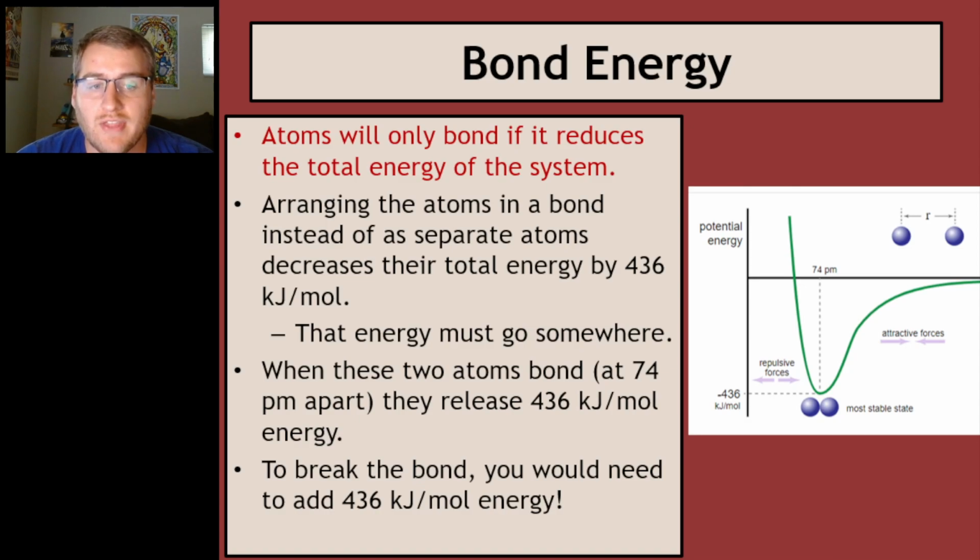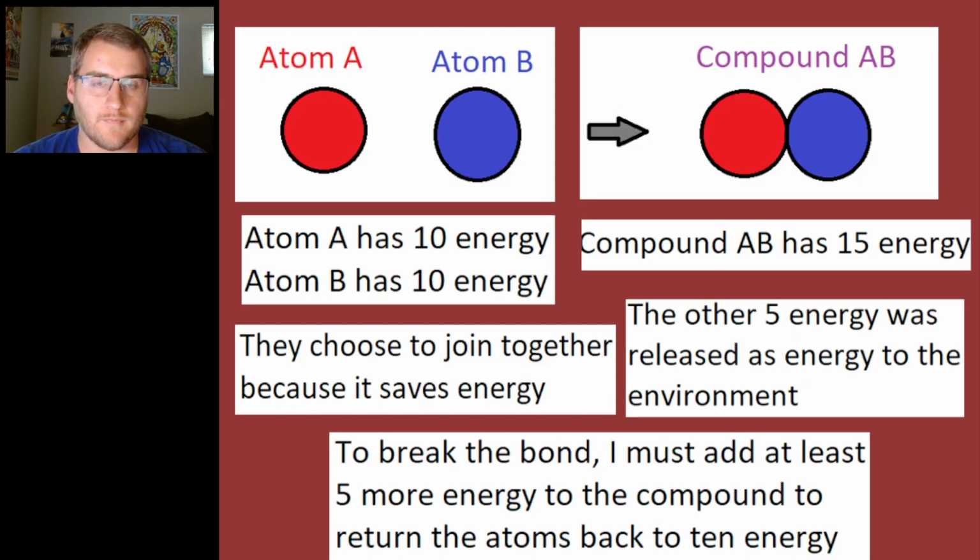Okay? That means when these two things bond, that energy that you're saving gets released into the environment. Right? It gets released as heat. When these two atoms bond, they release 436 kilojoules per mole of energy. And then if I wanted to split them apart again, I would have to apply some energy to that bond to break it. This specific bond, if I wanted to break 1 mole of bonds of them, would take 436 kilojoules of energy.